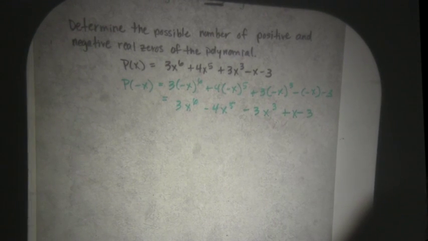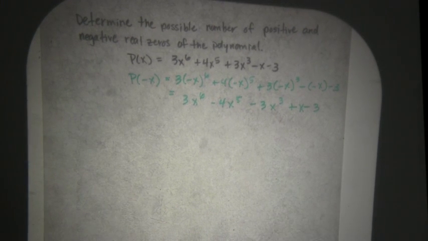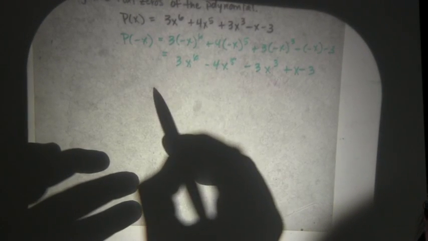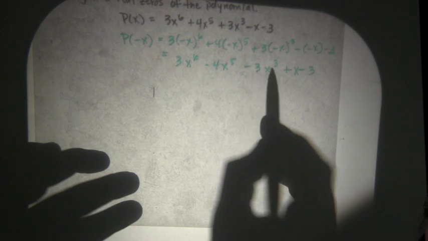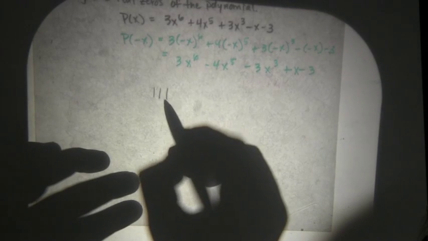Now, this is a different polynomial from p of x. So we have to calculate the number of sign changes all over again. So in this case, I have positive to negative. That's one sign change. Negative to negative, no sign change. Negative to positive, sign change. Positive to negative, sign change. There are 3 sign changes in p of negative x.